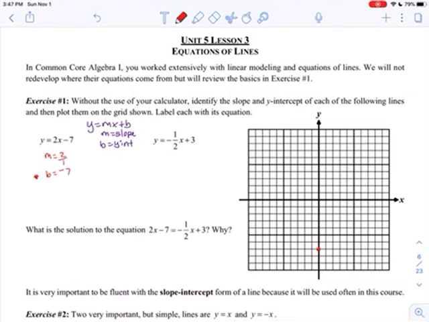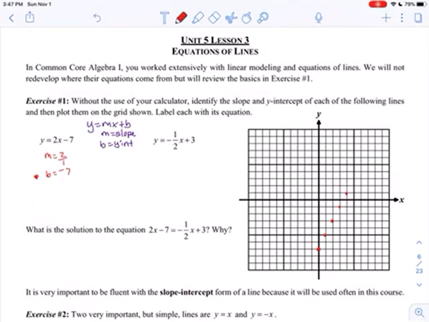So I like my slope to be a fraction, so I'm going to put a 1 under that. And my top number tells me to go up or down, and my bottom number tells me to go left or right. So from that point, negative 7, I go up 2 to the right 1, up 2 to the right 1, up 2 to the right 1.